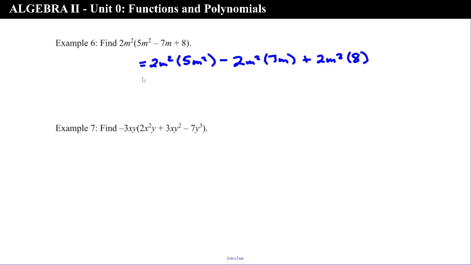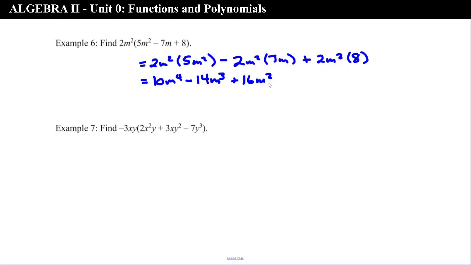And when we do this, we end up with 2m squared times 5m squared, which is 10m to the fourth. And then 2m squared times 7m gives us 14m to the third. And we're subtracting it. And then we have 2m squared times 8. That's 16m squared. And there's our answer for that one.